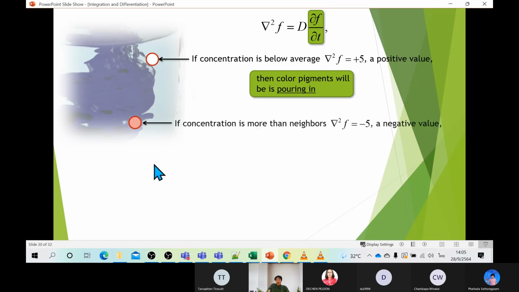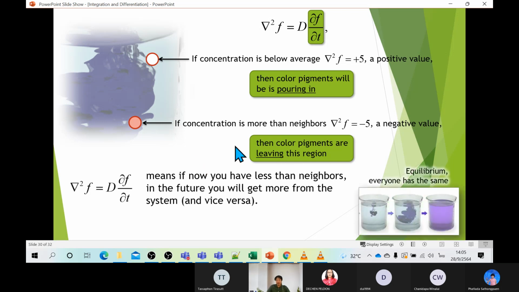What about this region? If the concentration is more than the neighborhood, let's say I get this -5 value, and I compare this -5 to df/dt. What does it mean? It means that in this case, the color pigment is leaving the region. It's going away.